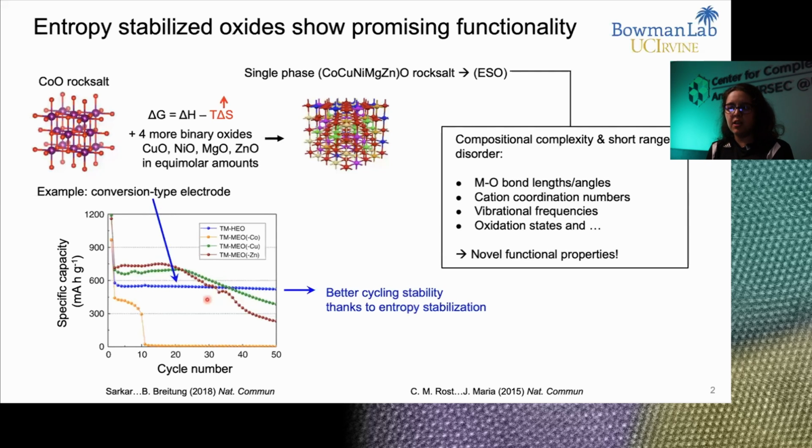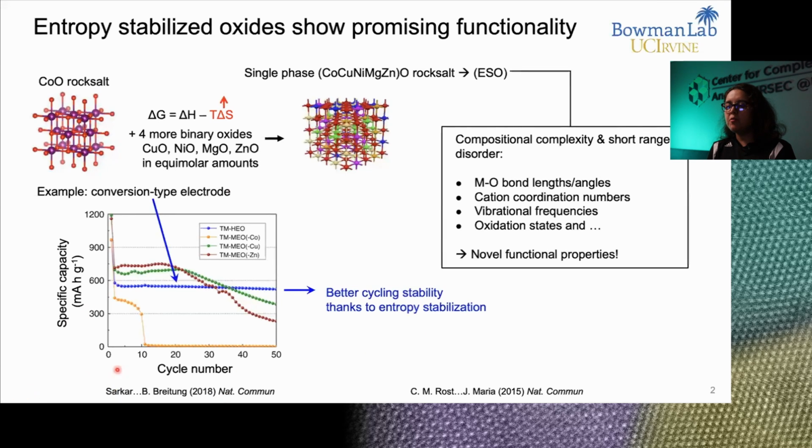But when you look at the other colors, which show materials other than ESO, in this case very similar materials with one less cation element than the ESO. Here we added 4, so we have a total of 5 different cations sitting in the lattice, and that gives us a certain amount of configurational entropy. The other colors don't have that, and you can see that they don't have that capacity, and we think this better cycling stability is related to entropy stabilization.